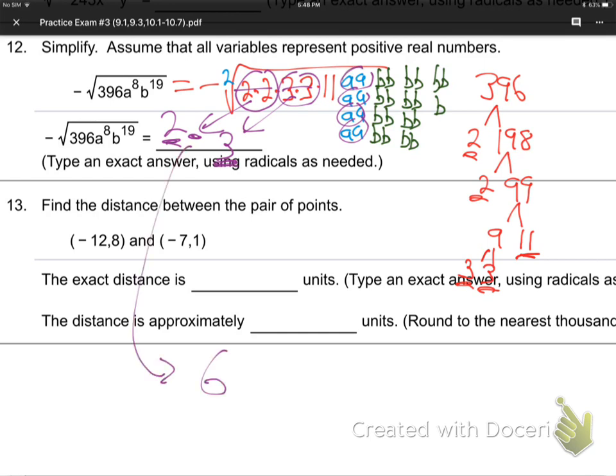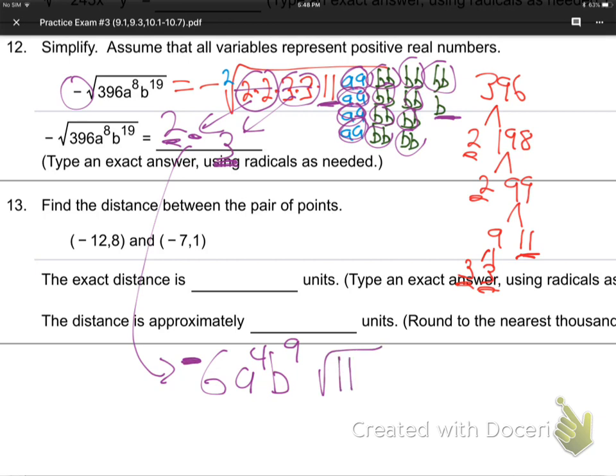And then each of these A pairs sends out an A, so A to the 4th. And each of these 2 B's sends out a B. So that's what, 10, 8, no, 9 B's with 1 B left over inside and an 11 left over inside. The negative sign that's already on the outside, that just stays out there. Square root of 11B. The 11 and the B are left inside. So there it is. It's a 2-for-1 deal.